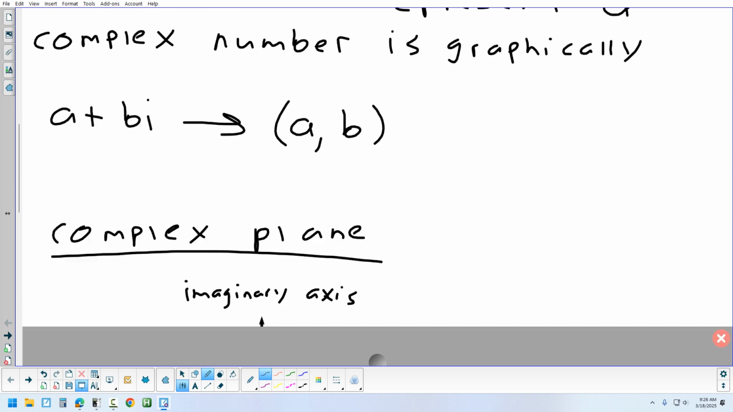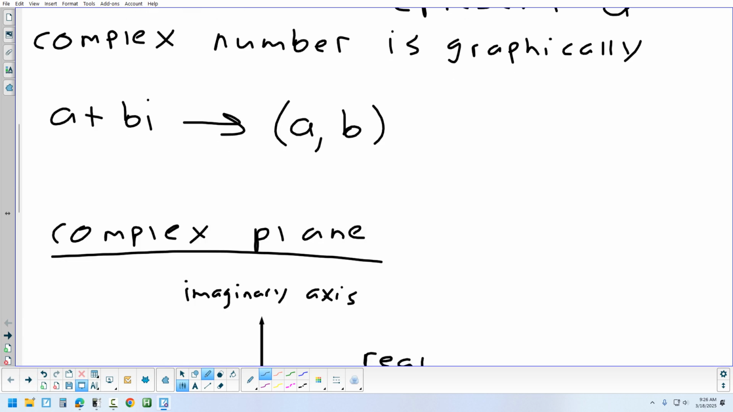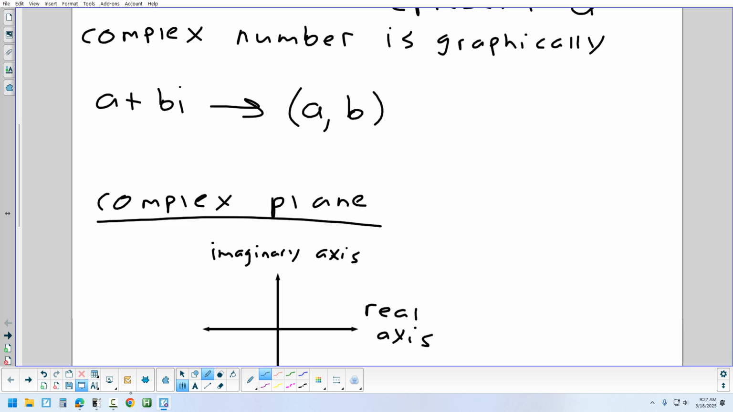When you do it that way, you get what's called the complex plane. It's a two-dimensional graphing system, but instead of an x-axis and a y-axis, you have a real axis and an imaginary axis. So the real axis is going to take the place of x, and the imaginary is going to take the place of y. So if you wanted to graph 3 plus 2i, that's the real, that's the imaginary. It would be just like graphing the point 3, 2. That's all there is to it.